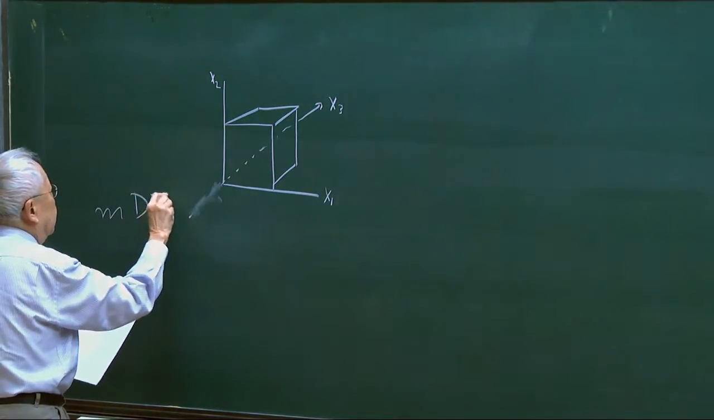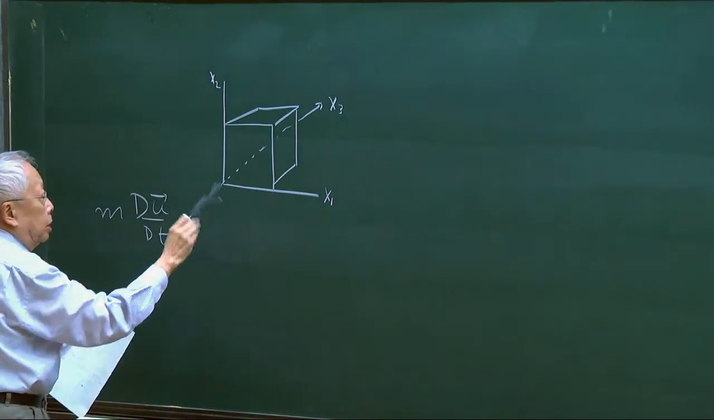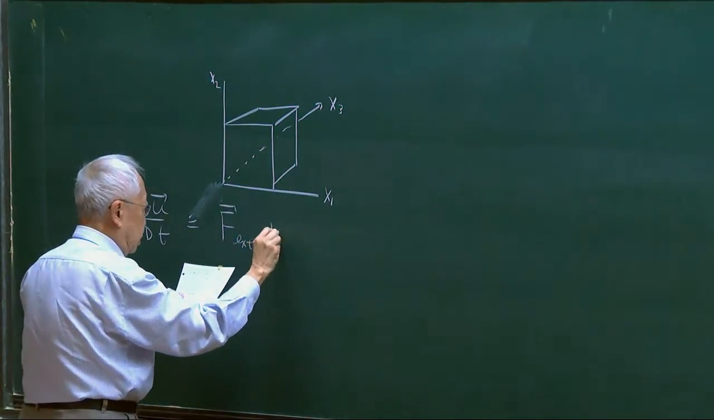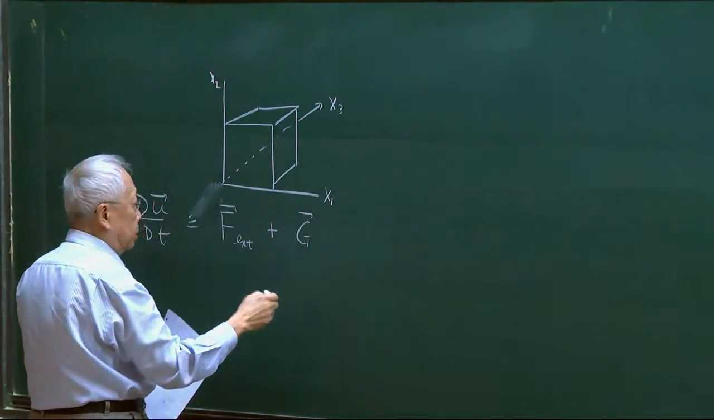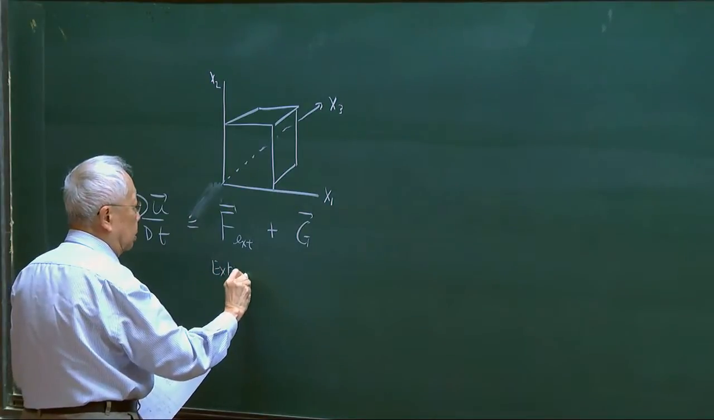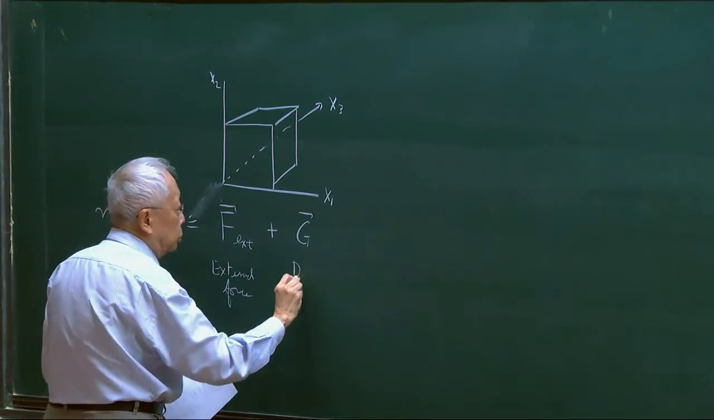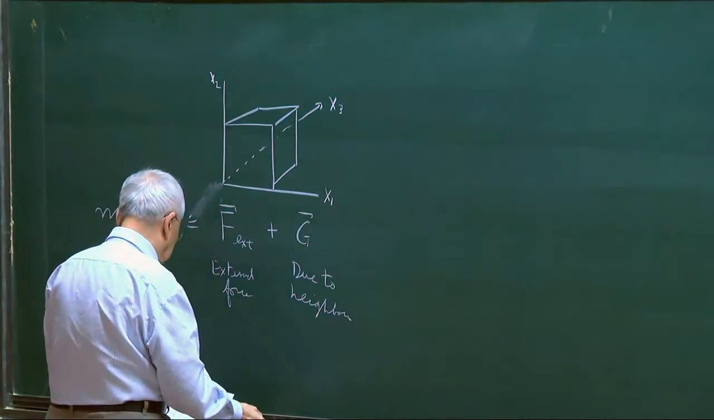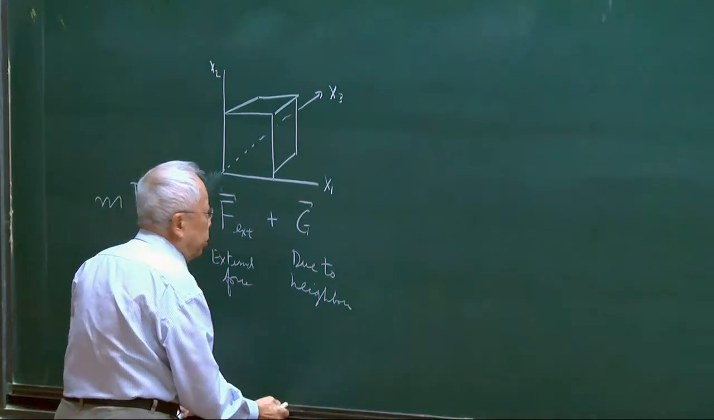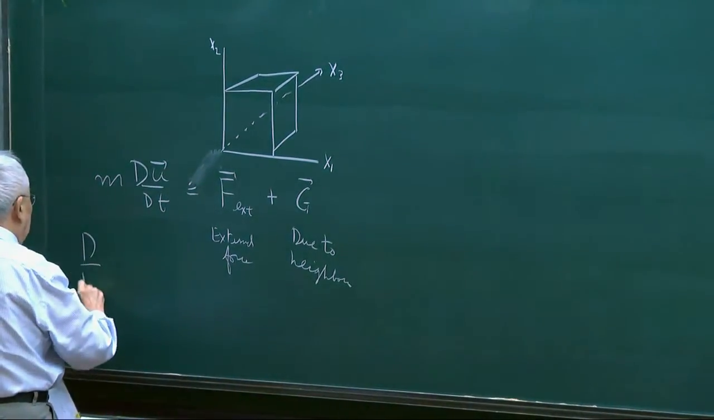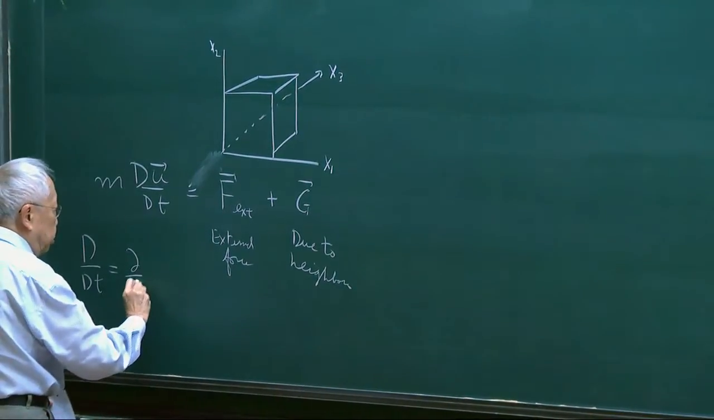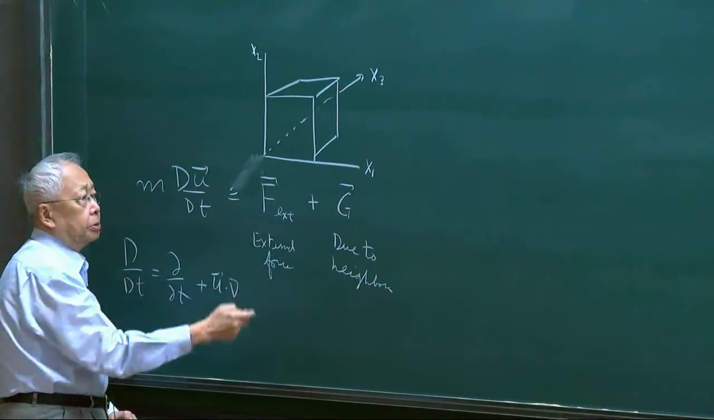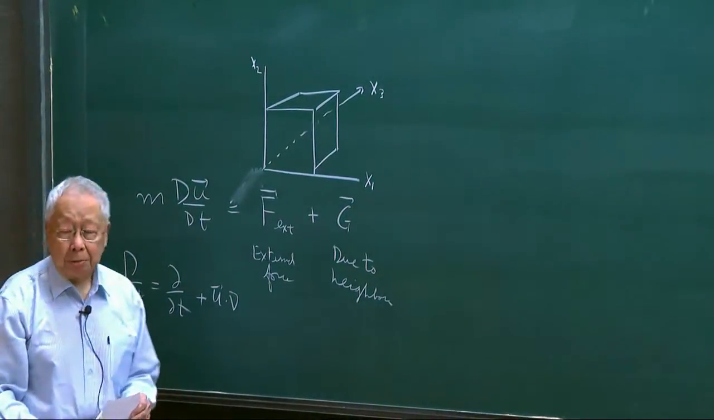times du dt. I use du dt because we are flowing with the element. It must be equal to the force, which is composed of an external force plus a force due to the neighboring elements. So this is the external forces, and this is due to neighbors. And you recall that d dt is the material derivative, namely the partial derivative with respect to t plus u dot the gradient. So this is Newton's equation, and f is a given external force, for example, the gravitational force.